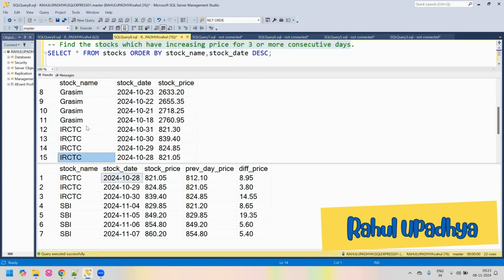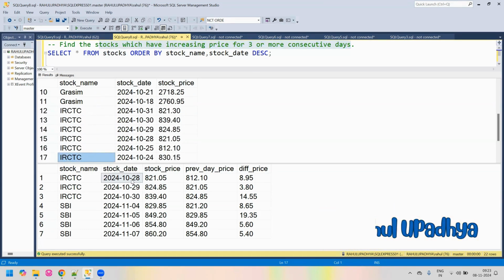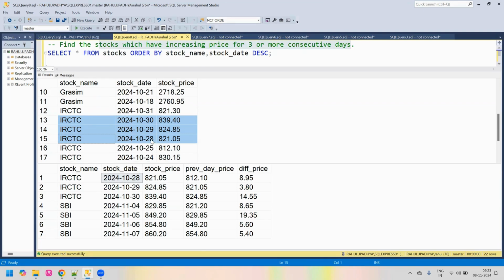For example, for IRCTC, if we see the entries from 28, 29 and 30. If we compare with the previous days, the previous date to 28 October was 25th October. Note that there can be weekends or holidays in between, so the dates might not be in consecutive order. There might be gaps present. So we have to consider the very just previous date.